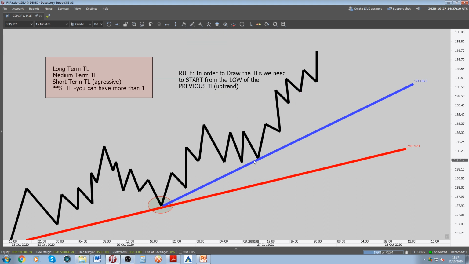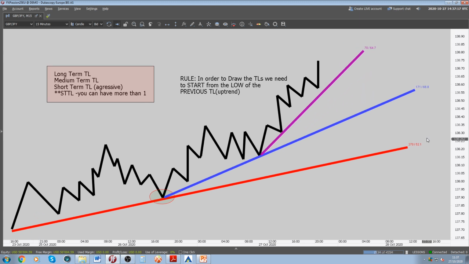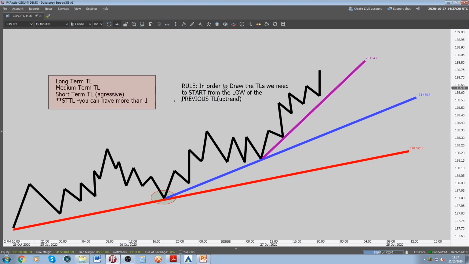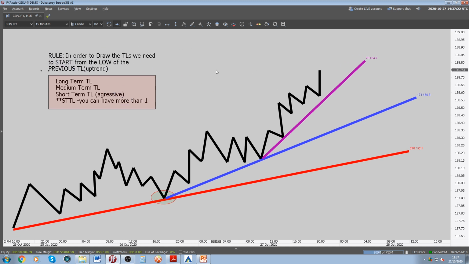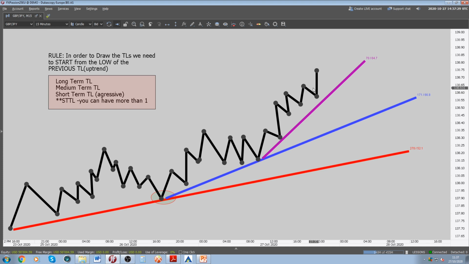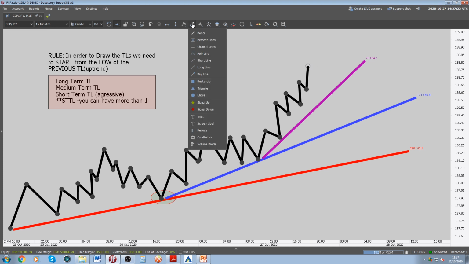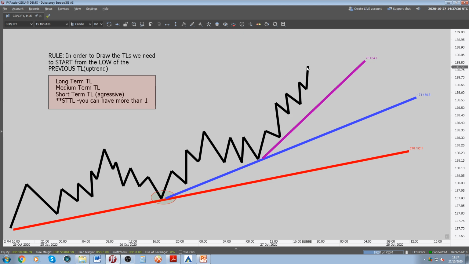So I'm going to take this one and I'm going to do something like this, right? Okay, so those are the three trend lines that every market, every chart, every time frame has. And so let me address those here. And talking about the aggressive ones, everybody, you can have more than one if you want. So this would be the next one.